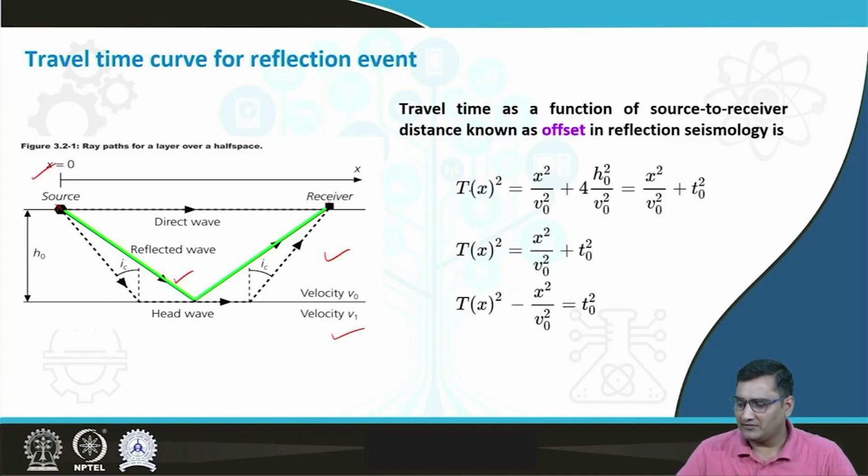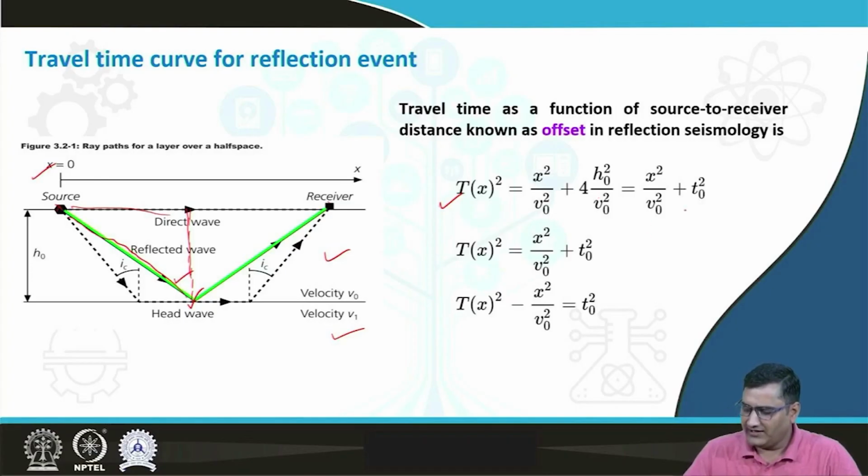And if you remember, we have seen this equation, Tx square is equal to x square by v naught square plus 4 h naught square by v naught square. So this particular equation came from this particular triangle over here, and then we used the Pythagorean theorem in order to find the travel time of the reflected wave. So the travel time of the reflected wave is the total travel time, including the downgoing wave and also the upgoing wave after having its reflection at the interface over here.